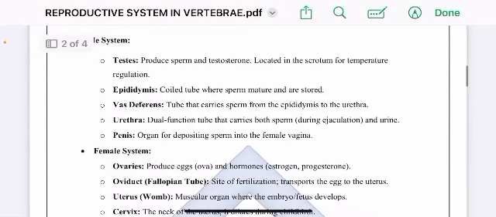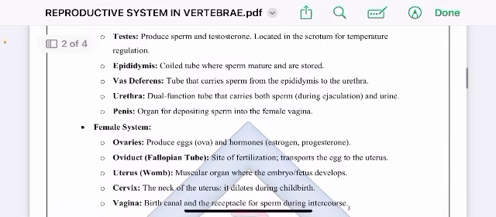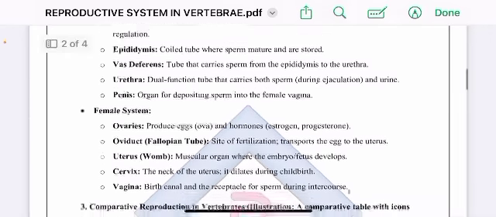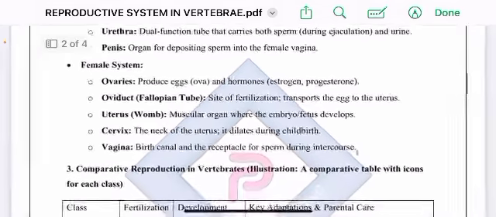Now, the penis itself is an organ for depositing sperm into the female vagina. Since we are talking about the reproductive system, we just focus on that, even though it performs a dual function. It is an organ for depositing sperm into the female vagina.